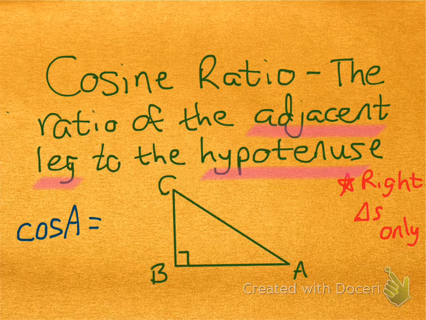So the adjacent leg to angle A. I'm going to mark angle A here. The adjacent leg is the leg that is touching angle A. So we have two legs. Only one of them is touching angle A, and that's AB here. So we have AB over, again, the hypotenuse, which is here, AC.